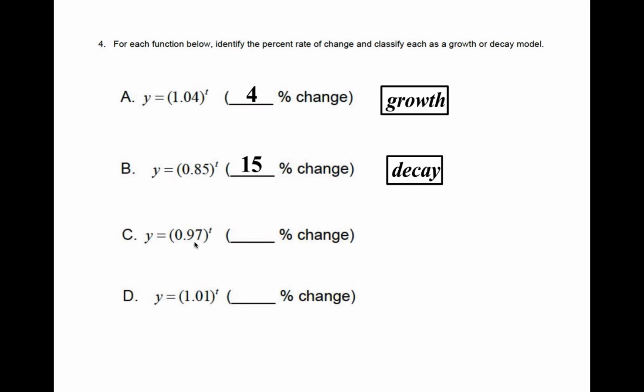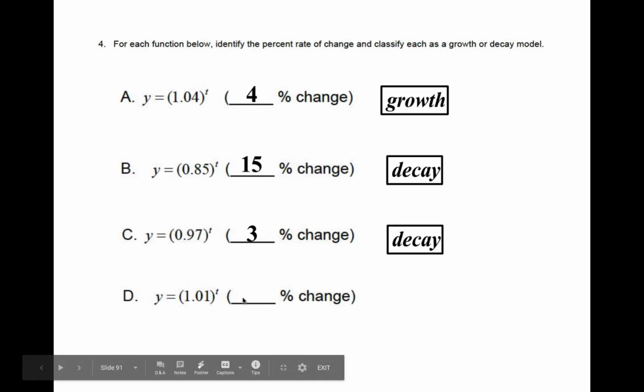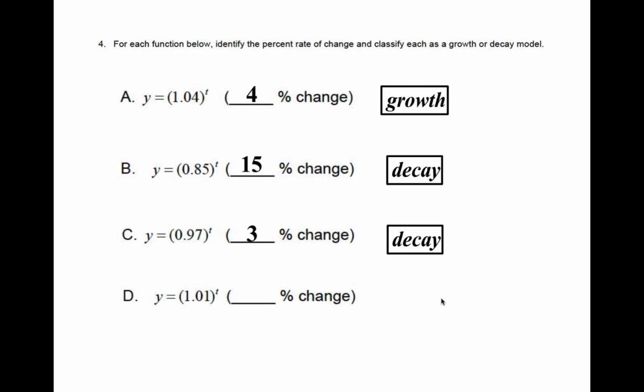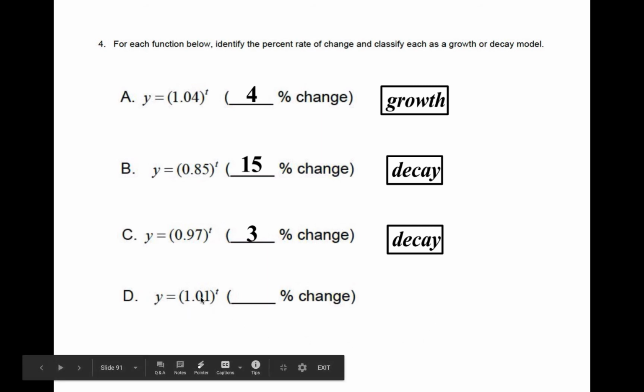Then 0.97, what would be the percent change? And would it be growth or decay? Okay, so you should be getting a 3% change from 100%, and that would be decay because it's less than 100%. And then what about D? What's the percent change, and is it growth or decay? Okay, the change from 100% is just a 1% change, and it's growth because it's more than 100%.